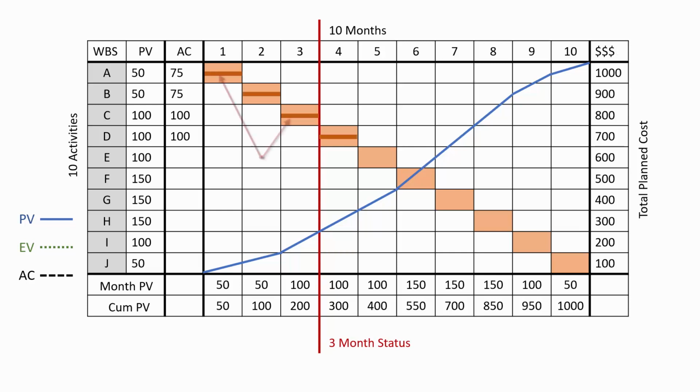Here's our 3-month status. The dark bar on the activity indicates 100% completion. Activities A, B, C, and D are complete. Each has an actual cost recorded. The planned value is 200.